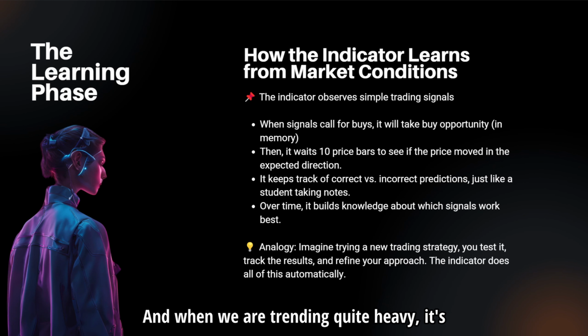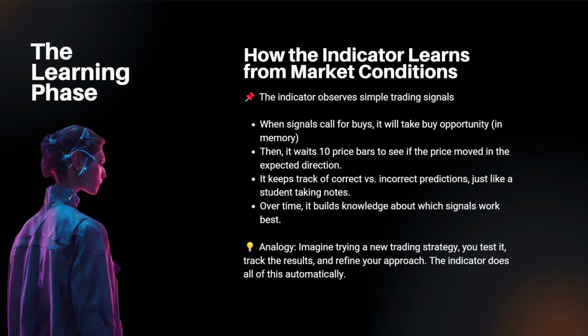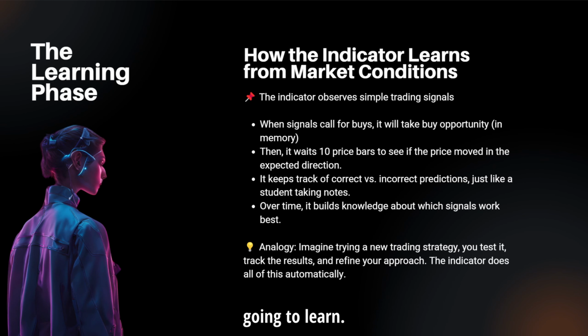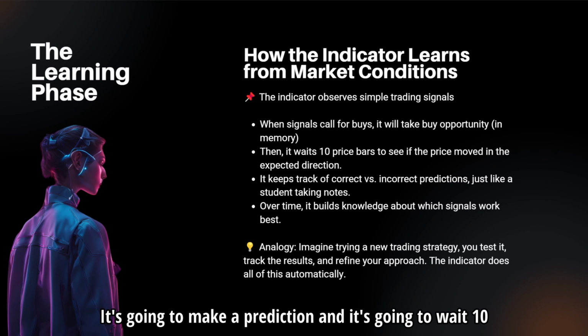All right, so how did it learn whether it was wrong or right? Well, in the background, when you load it up, before it actually plots anything, it's going to learn. It's going to make a prediction and it's going to wait 10 bars to see if price actually moved in that expected direction. If it did, good, then it was right. If it didn't, well, good, then it learned that it was wrong and it's going to try and learn why. It's going to observe both the price and the price action as well as all the other signals. So it's basically going to keep track of all the correct versus incorrect predictions, and it's going to be taking notes on that just like you would if you were manually reviewing your strategy.